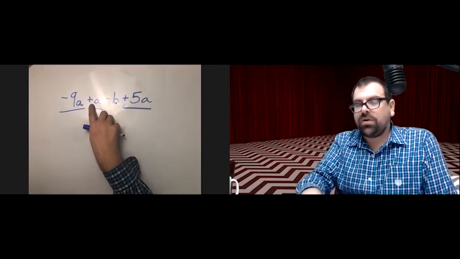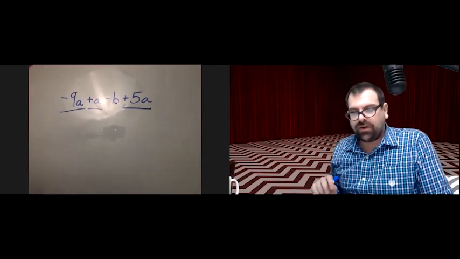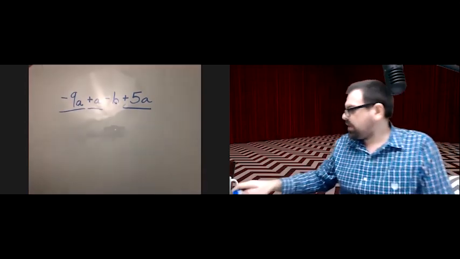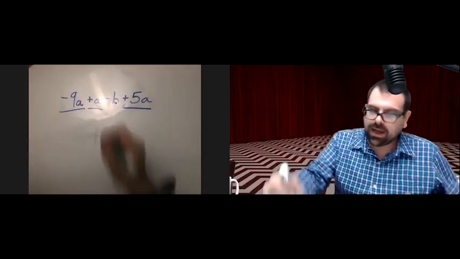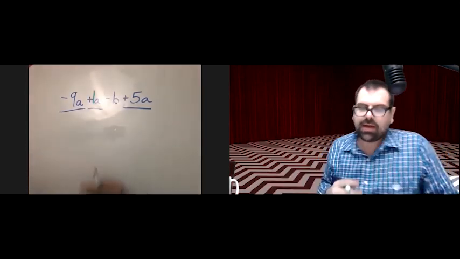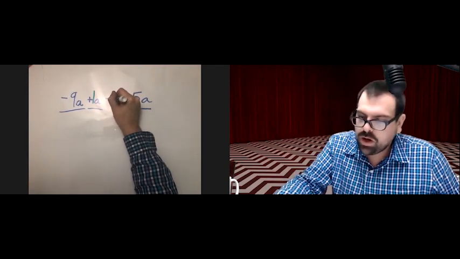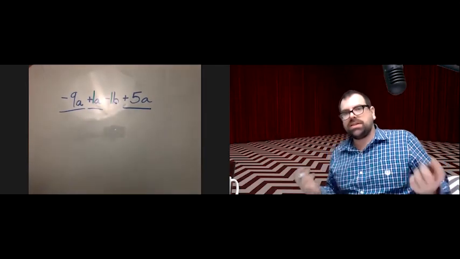And recall that when we don't have a number in front of the variable, that's the same as having a 1. So we can imagine putting a 1a. A is just 1a. Minus 1b. B is just 1b.